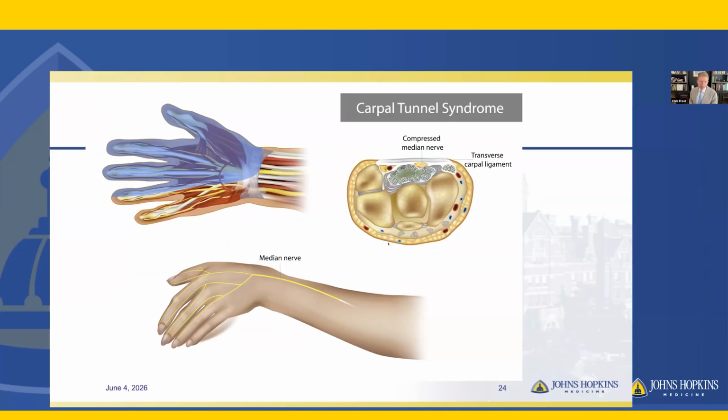So again, this is just showing what the carpal tunnel looks like. You can imagine a box, and on three sides of that box are bone, and then on the top of it is what's called the transverse carpal ligament. So that's what we divide in a carpal tunnel surgery.